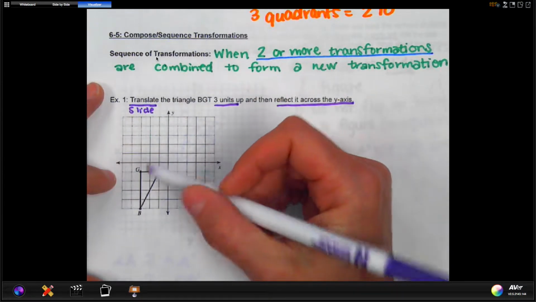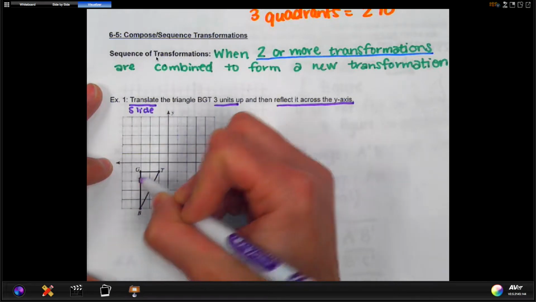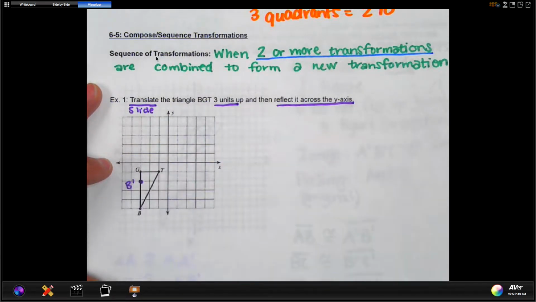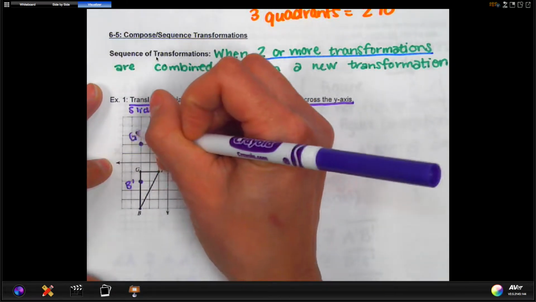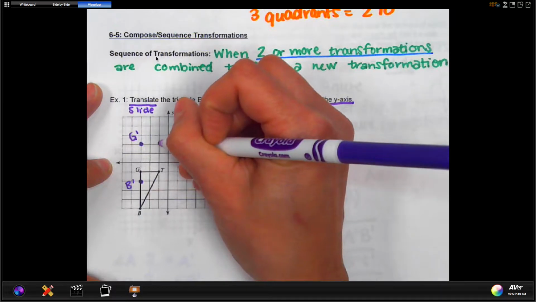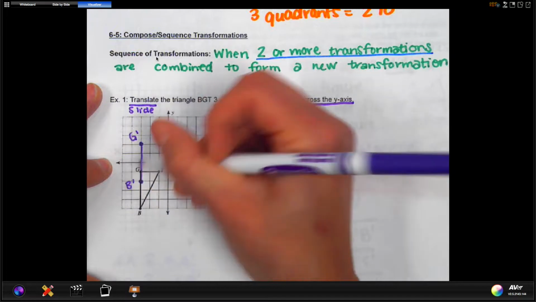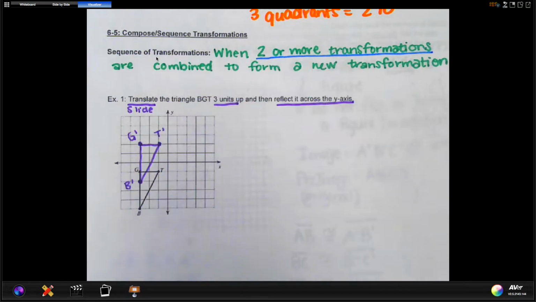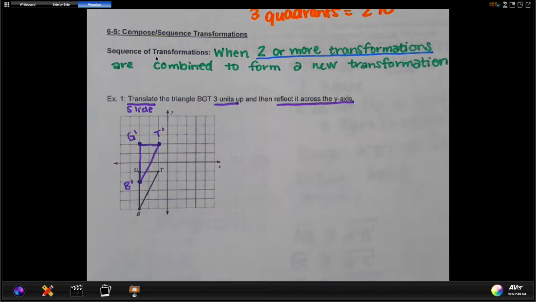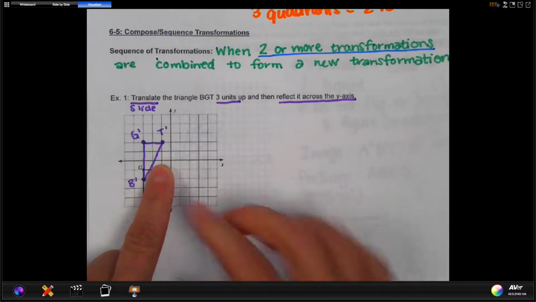I'm going to start with B, and I'm going to count 1, 2, 3 units up. So this is where B prime is going to be. And then G, 1, 2, 3 units up. Here's G prime. And then T, 1, 2, 3 units up. Here's T prime. And then you want to go ahead and reconnect it. So this is the first one. And sometimes what they'll do, if we do this in order, since this is not the final one, they put that in a dotted line instead of solid.